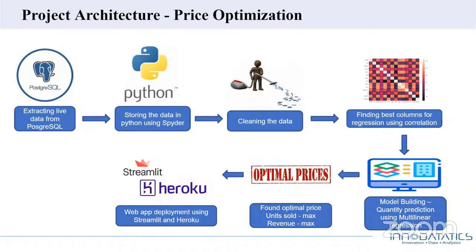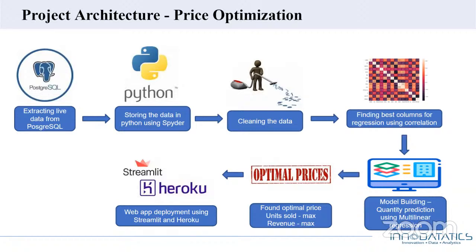After extracting the data, pre-processing is done to remove the unwanted entries and to get the relevant cleaned data. From this cleaned data, we find the best columns to be used in the regression model using correlation analysis and other methods. After finding the suitable independent variables, we go on to build a regression model to predict the number of sales units using the set variables.